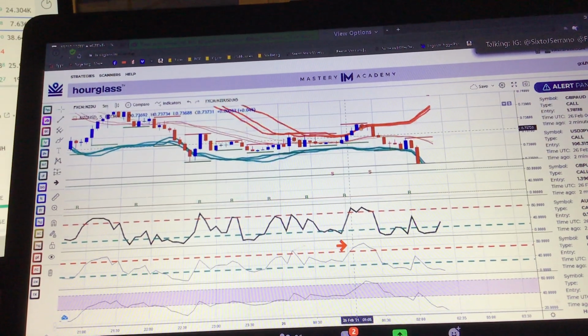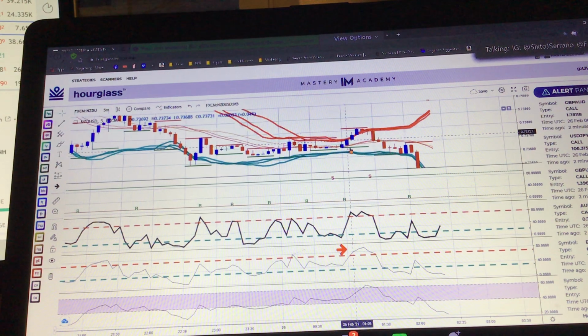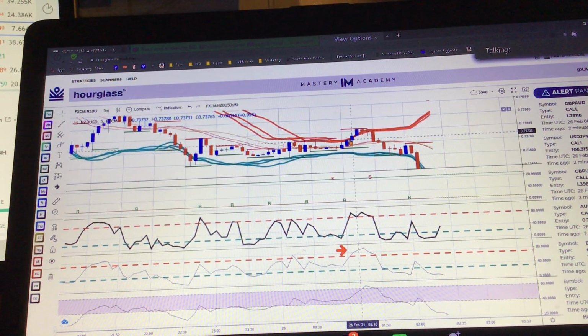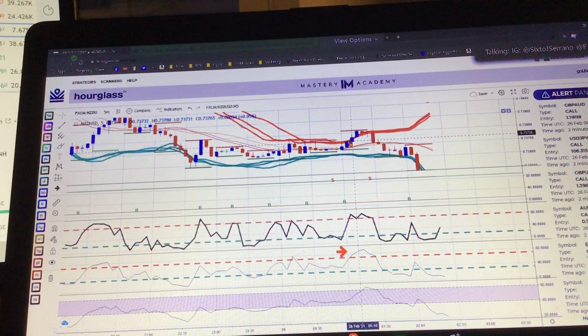So each candle is worth 5 minutes. Now this is what I mean about patience. If you want to be a really good trader, you have to learn patience. A lot of people want to force the trade.